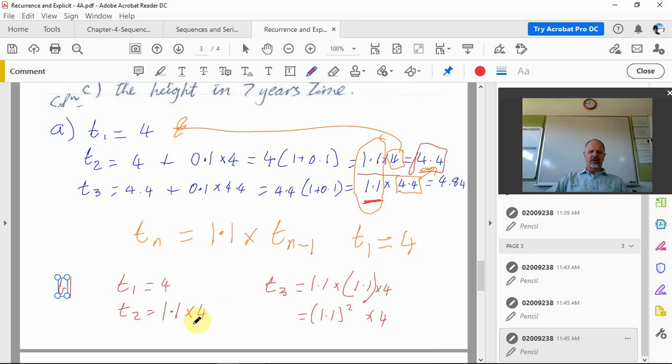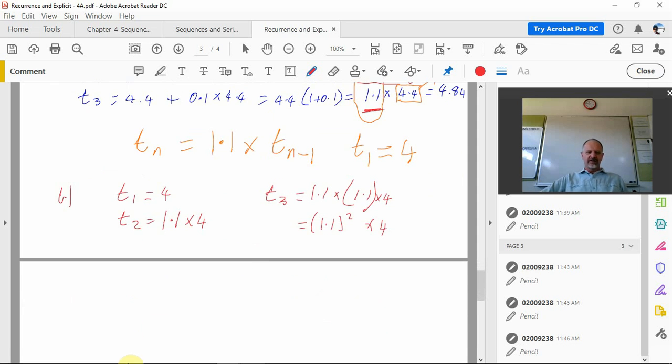So let's have a look. When we look at the pattern, each one has a 4 in it. And we multiplied the 4, which is our first term, by something. Here we're multiplying by 1.1, here 1.1 squared, the next one probably 1.1 cubed, and so on. So when you look at the power here in relation to the term number, the power is one less than the term number.